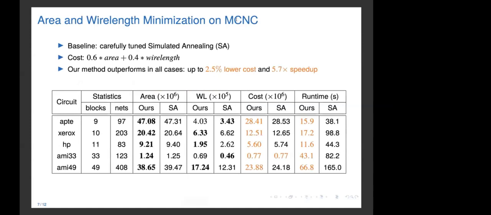Here we show our training result. The first benchmark is the MCNC benchmark, and we compared our agent with a carefully tuned simulated annealing algorithm. Our task is to reduce both the area and the wire length simultaneously. As can be seen from the table, our method outperforms the SA algorithm in all 5 cases. The solution is up to 2.5% lower cost, and our agent actually searches much faster. The speed up is up to 5.7 times.